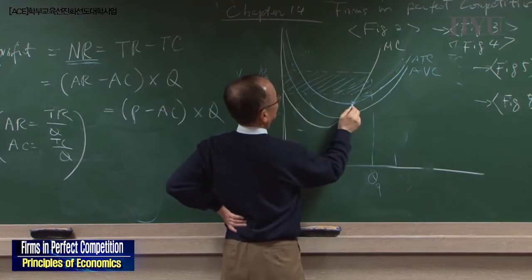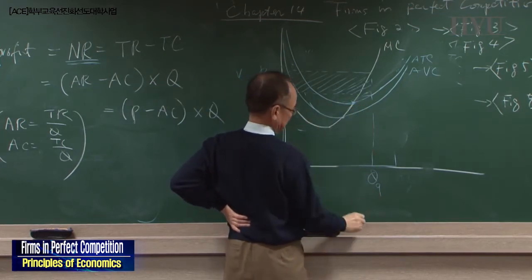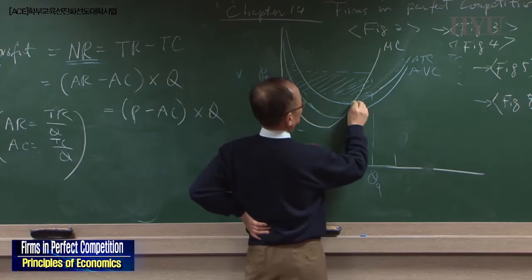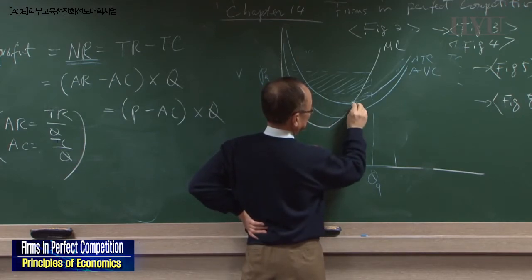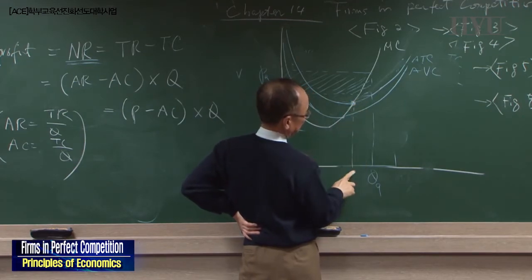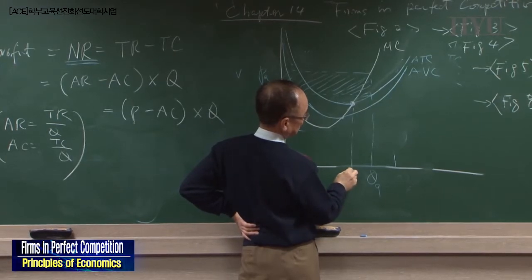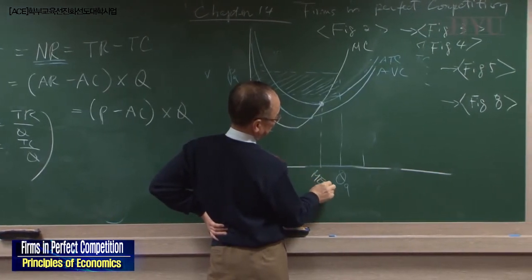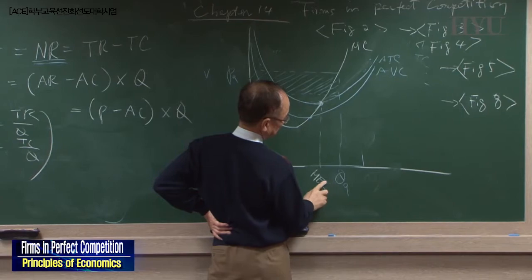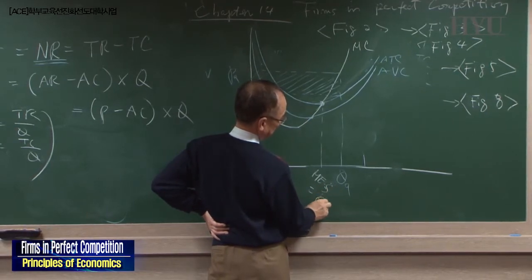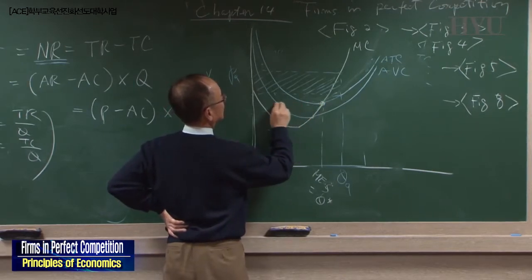Okay, what if market price is here? Previously, I mentioned this. The point is, what did you call this? This is what's called minimum efficient scale, or let's say Q star, and P star.